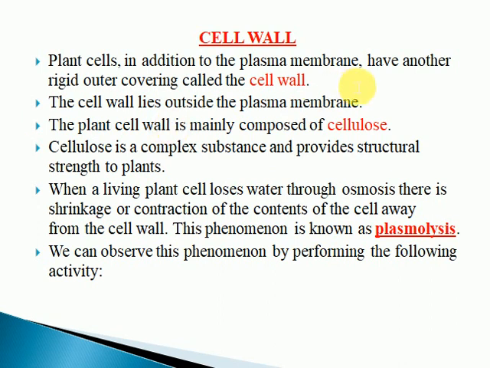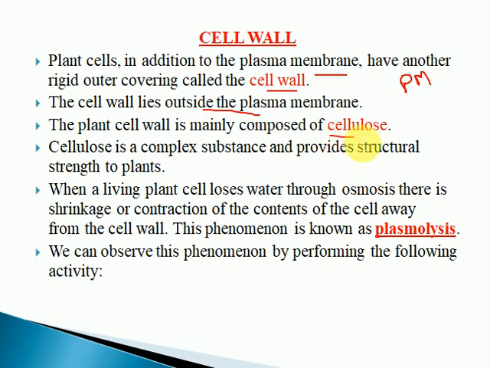Plant cells, in addition to the plasma membrane, have another outer covering, that is the cell wall. The animal cells have the plasma membrane only, but the plant cells have the plasma membrane and the cell wall as well. They have both, and the cell wall is present outside the plasma membrane.